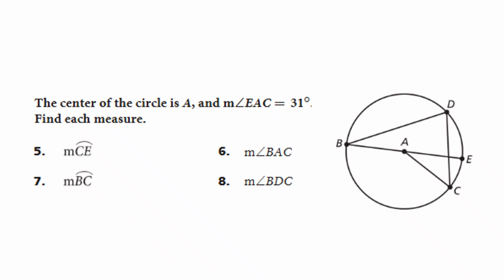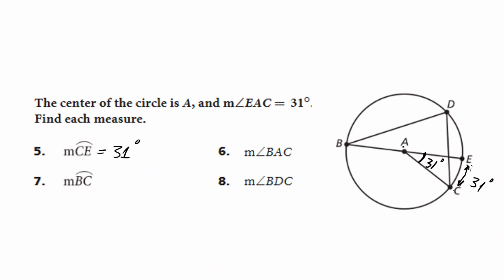Next question. So the center of the circle is A and angle EAC. So where is angle EAC? Angle EAC, it is actually the central angle, right? And it is 31 degree. Okay, so now next is find each measure. Okay, measurement of CE. Where is CE? CE is the arc which is opposite to the central angle. And the central angle and the intercepted arc, they are equal to each other. So the measurement is same as the central angle's measurement, that is 31 degree.